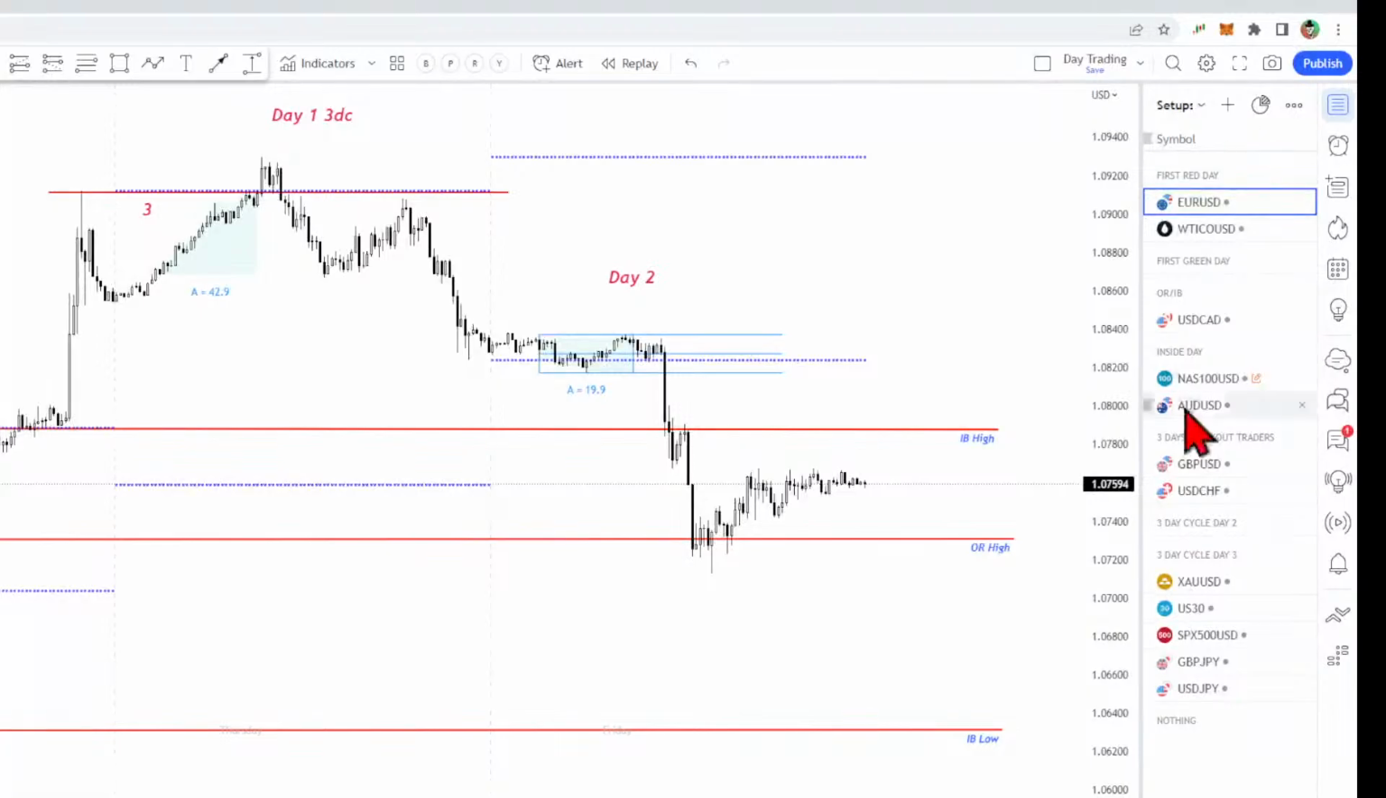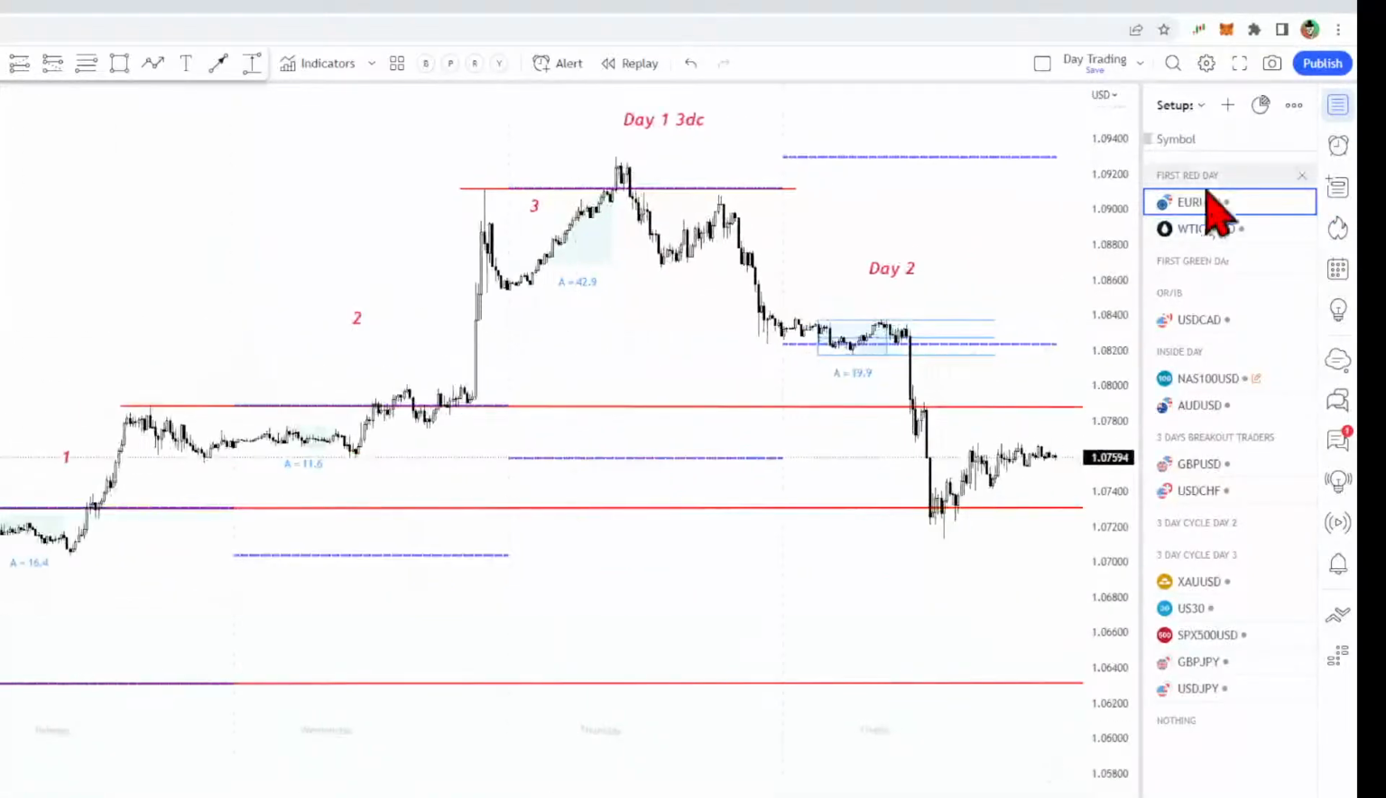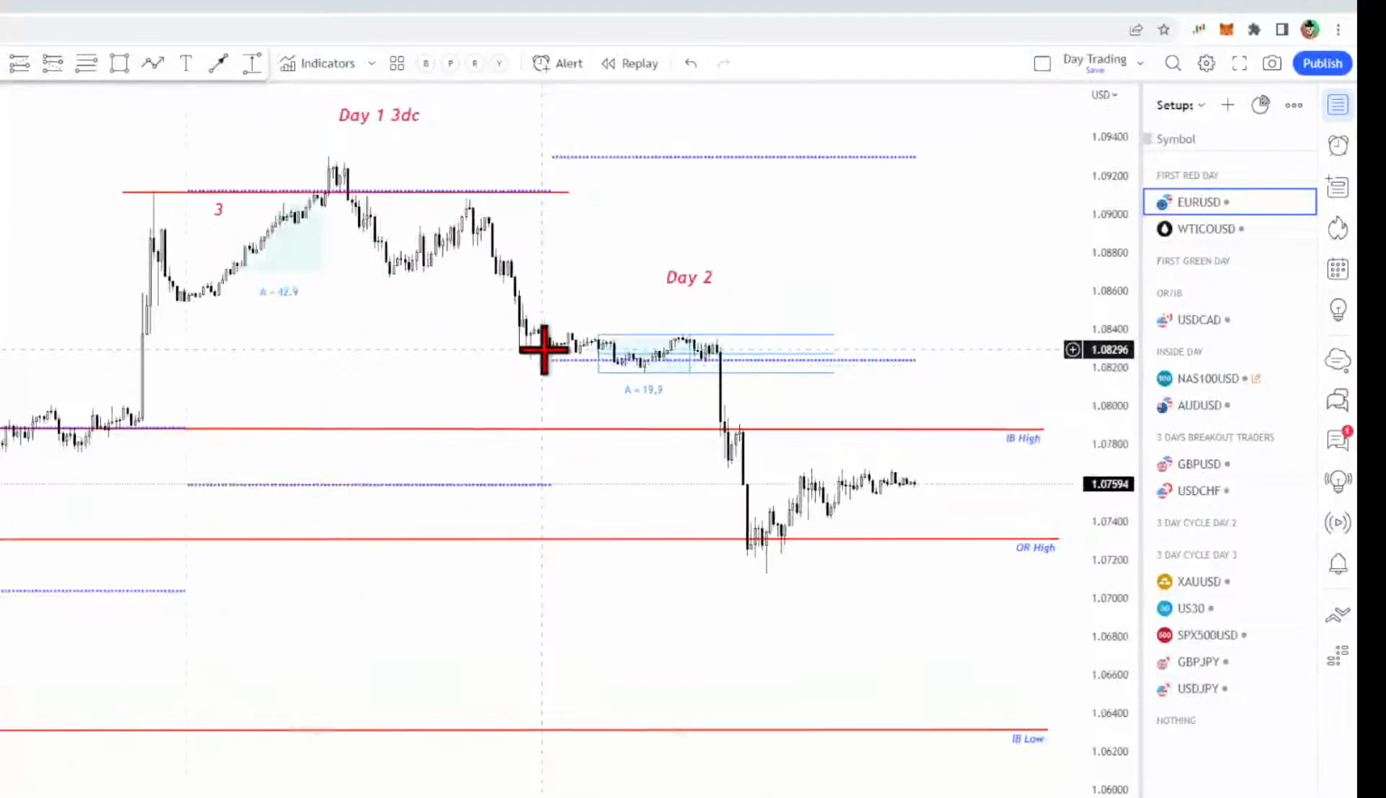Now, all of this watch list that you can see over here, this is the watch list that I had from Friday, okay? So on this day, we have a high of the day that is broken, the previous day's high that's broken, and it's pulled back inside, giving us day one in the downwards direction of the 3-day cycle.